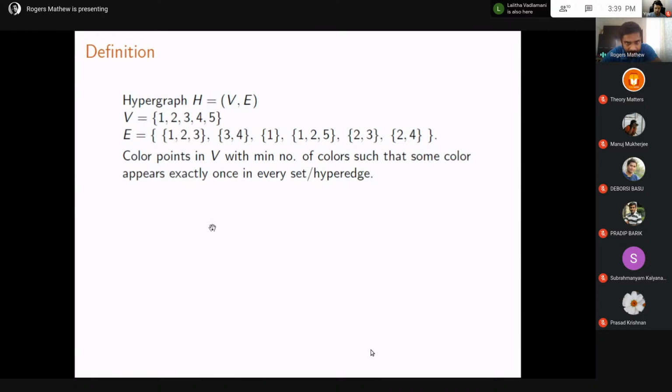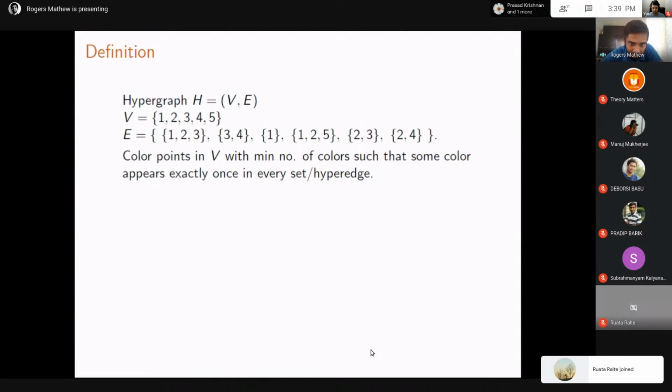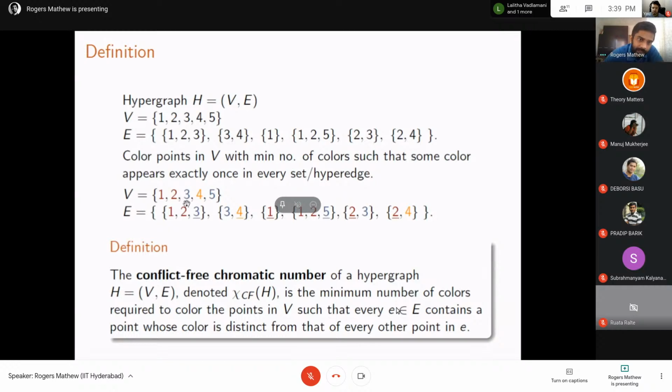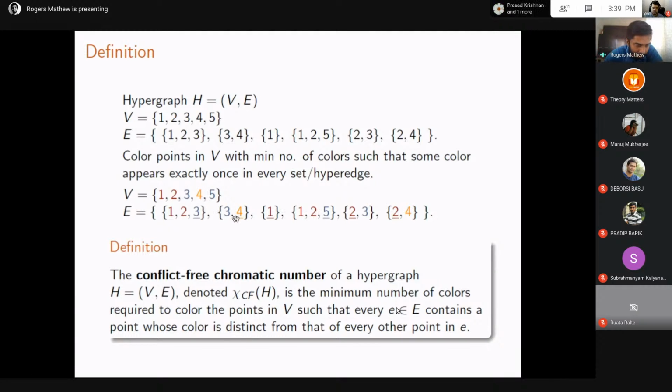So let's look at this. If I give 1, 2, 3, 4, and 5 different colors, I mean each point a different color, then naturally this will be satisfied. But what we are interested in is minimizing the number of colors. So here, if you look, we have a coloring where points 1 and 2 get red, 3 and 5 get blue, and 4 gets an orange color.